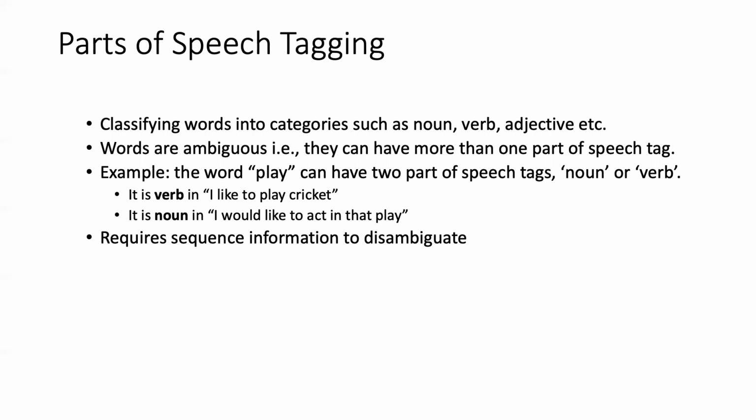I like to play cricket. In this example sentence, play is a verb, while if you consider the sentence, I would like to act in that play, play is a noun. So we require sequence information to disambiguate. So this comes under a sequential learning problem.